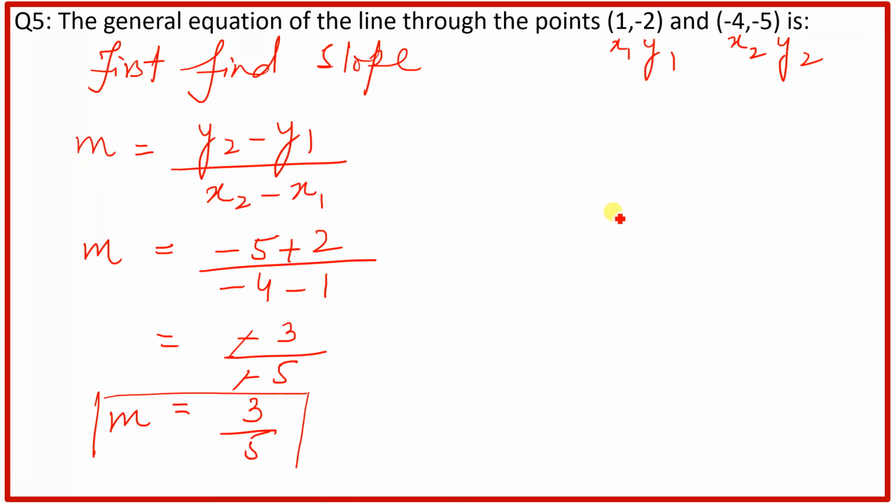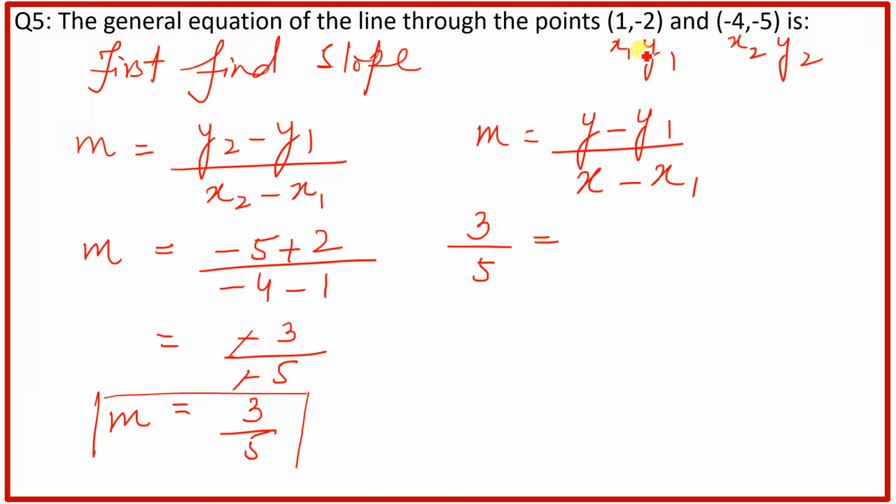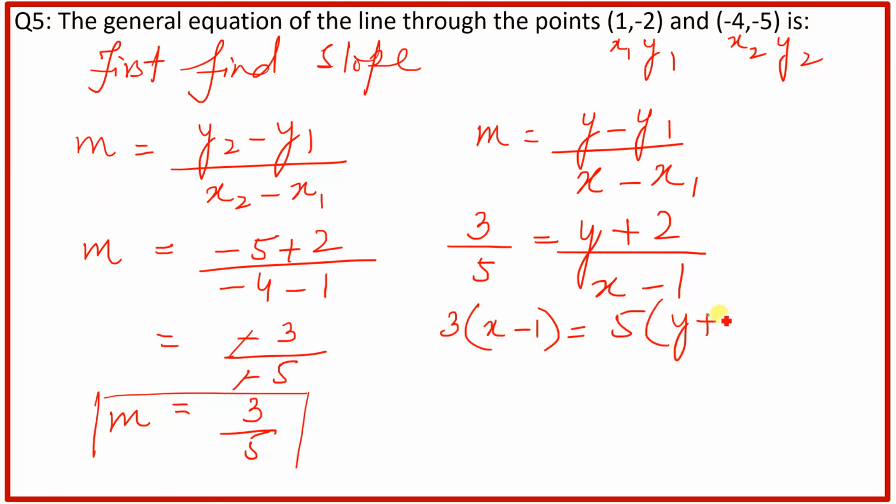Now use the point slope equation. So what is the point slope equation? m equals (y - y1) divided by (x - x1). Here we know the slope. The slope is 3 over 5, and here we can use any solution set. Okay, we will use this one. So y, and this is minus, it will be +2, over x - 1. Now again cross multiply, which is equal to 5(y + 2) is equal to 3(x - 1), so 3x - 3 is equal to 5y + 10.